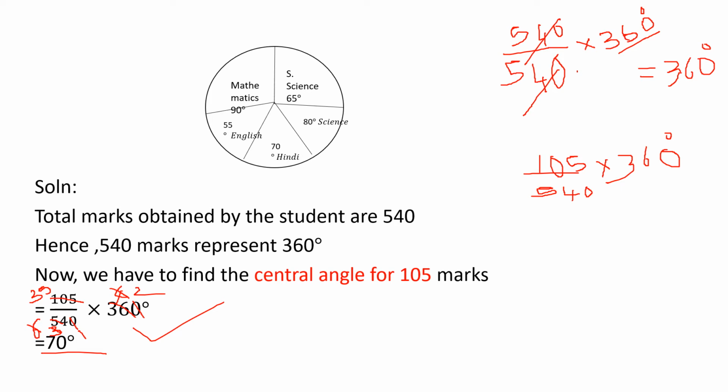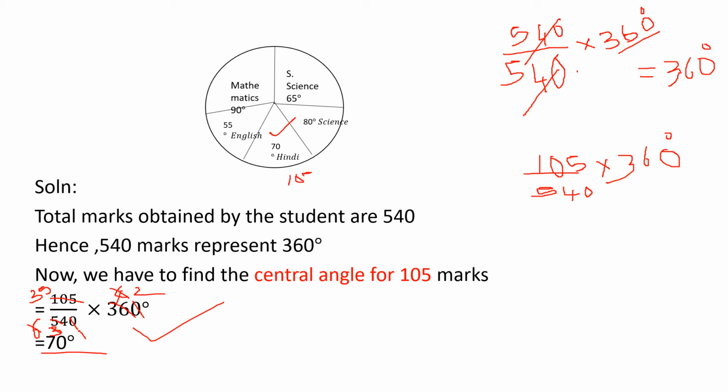So we want to find out what is the question, for which subject we got 105 marks. So here we got 70 degree. So where is the angle 70 degree here? Yeah, for Hindi the angle is 70 degree. So for Hindi he scored 105 marks.